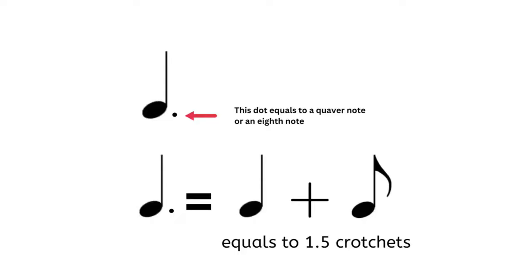Another example is the dotted crotchet note. A dotted crotchet note is equal to 1.5 beats. Since a crotchet note is 1 beat long, the dot adds another 1/2 beat to make it 1.5 crotchet beats long.